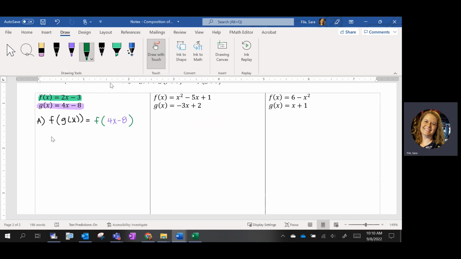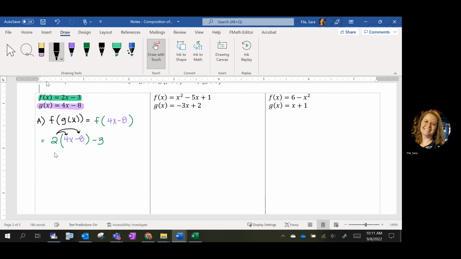So we are going to have the f function, which is 2x minus 3. But instead of x, I'm going to put parentheses. So 2x minus 3, and I'm inputting the g function, which is 4x minus 8, inside of it. And so then it's just simplifying. So in this case, I need to distribute the 2. So that's going to be 8x minus 16 minus 3. And then I can simplify that a little more by combining like terms. I have 2 constants that can be put together. So that is 8x minus 19.